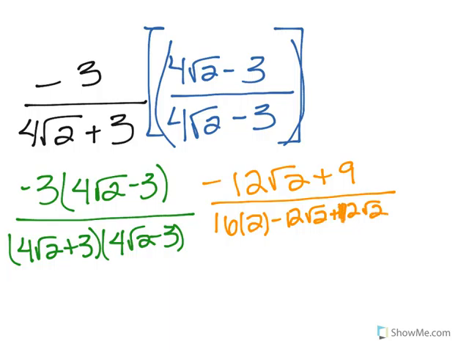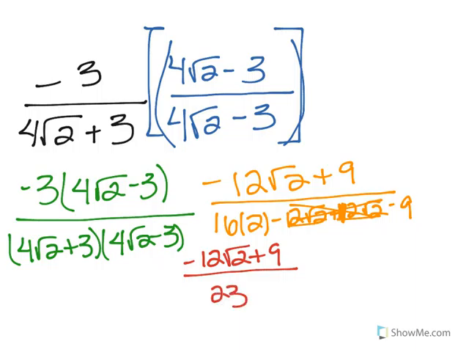It's a 1, not a 7. And then 3 times -3 is going to be minus 9. So now notice we have minus this plus this, so these are going to cancel out. So we are left with -12 square root of 2 plus 9 over, let's see, that's 32 minus 9, which is 23.